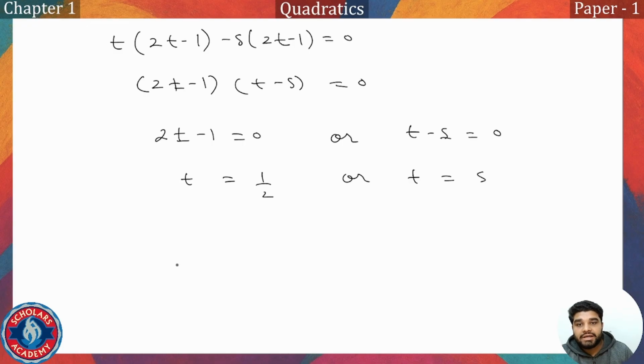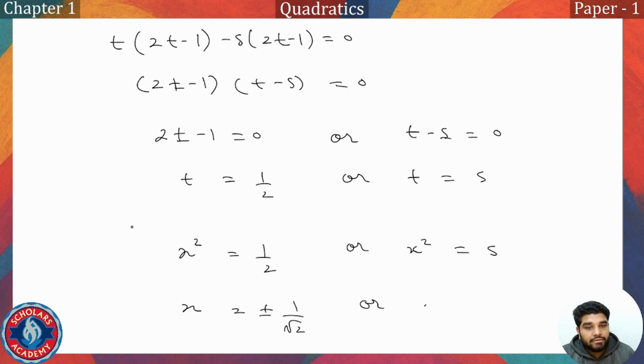Now what I took was t was x square. So I'll substitute it back. x square is equal to 1 over 2 or x square is equal to 5. The value of x is plus minus 1 over root of 2 or the value of x is plus minus root of 5. So these are my answers.